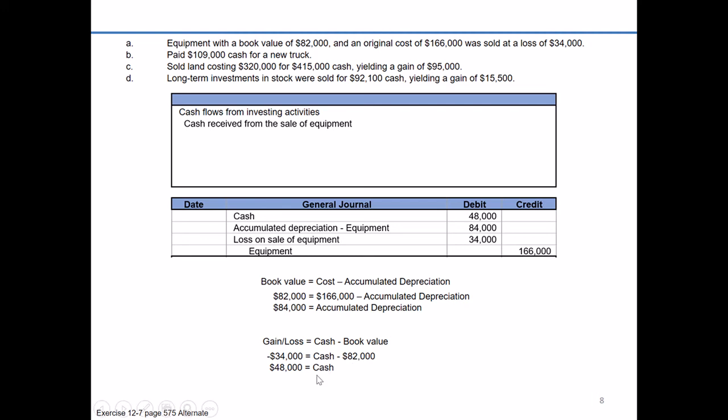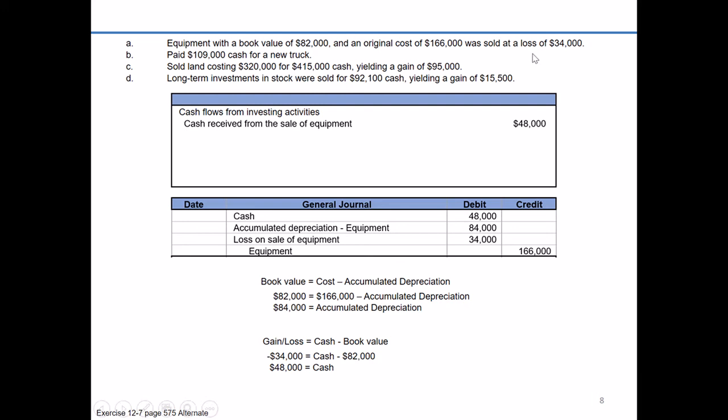Again, if we rearrange our factors here and use algebra, we can solve for the fact that cash must have been $48,000. So again, I can do this a couple of different ways, whatever is most comfortable to get the cash impact of $48,000. So in our investing section, we're going to show an inflow of cash of $48,000. Keep in mind that's an investing section.